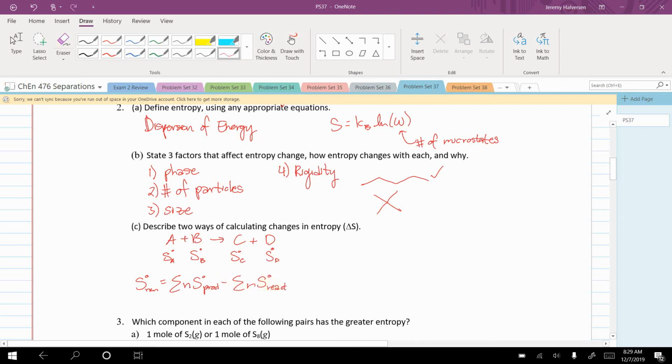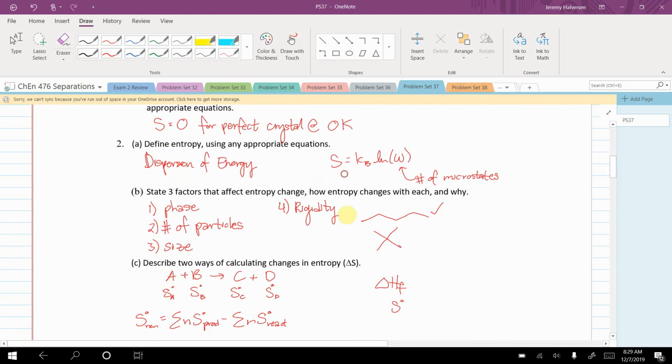So we've done products minus reactants before using delta H's of formation, and now we're using entropies. Now these aren't delta S's of formation, right? They're just entropy values, and that's fine. But what you've got to remember is that with delta H's of formation, for a pure element in its standard conditions, the delta H of formation is 0. Is the entropy 0 for a pure element at standard conditions?